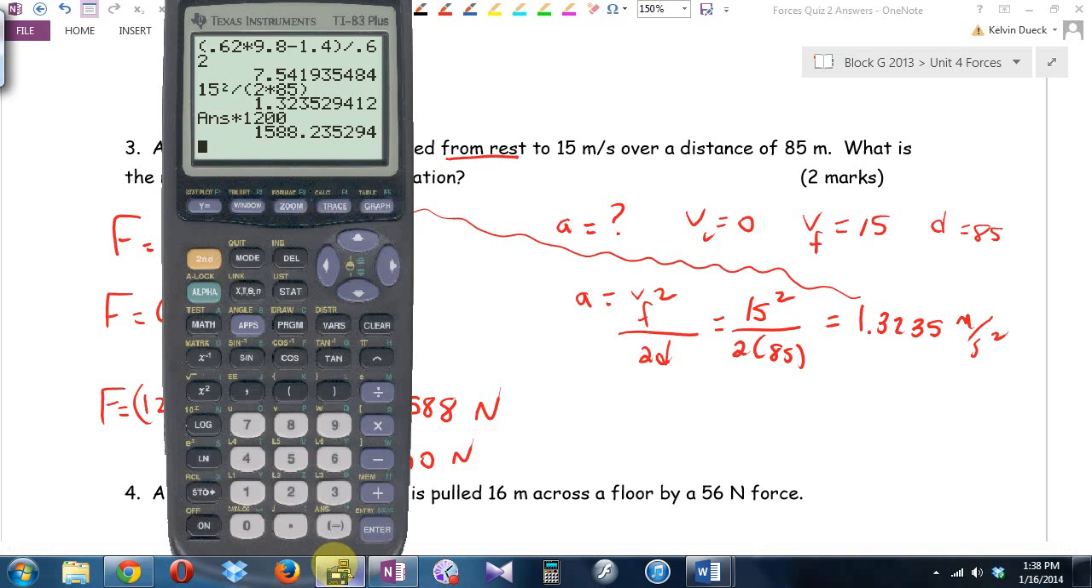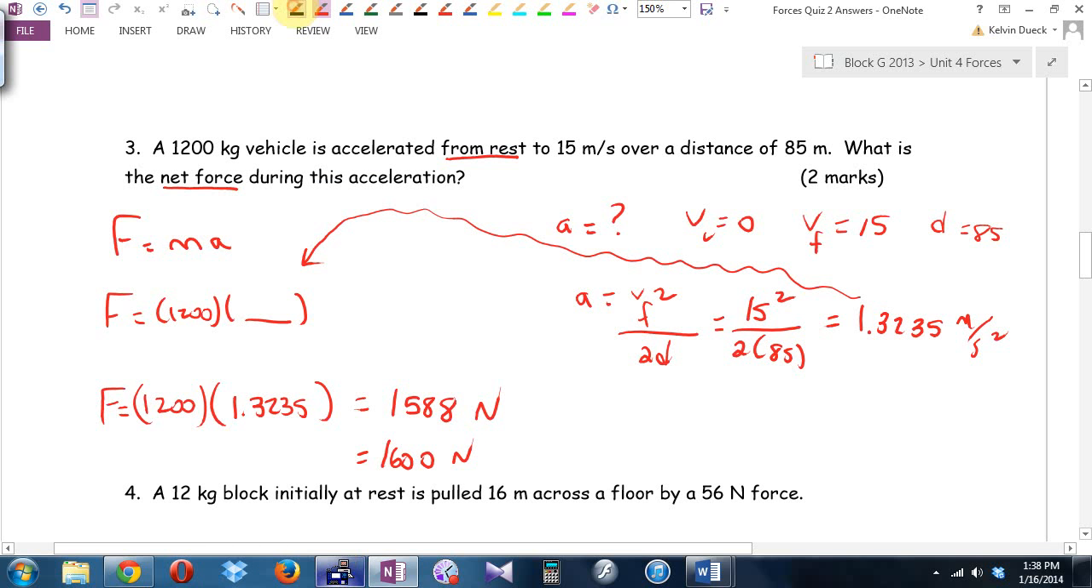Is it an 8 or not? Yeah, 8. In terms of part marks, this is worth 2 marks. I'd probably give you a half mark if I saw A equals VF squared minus VI squared all over 2D, and a half mark for the answer.